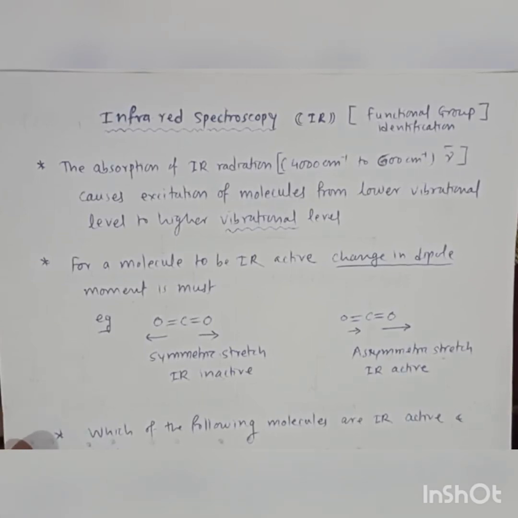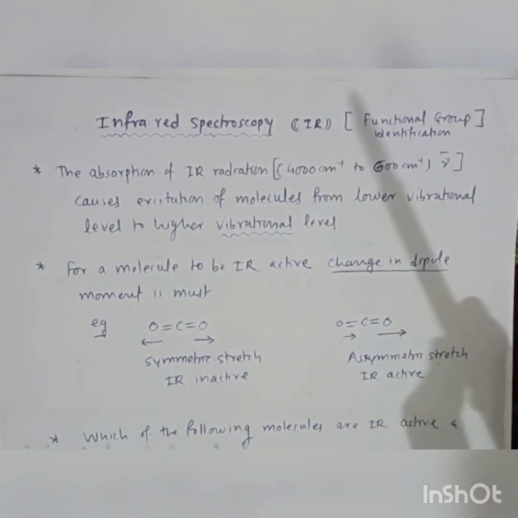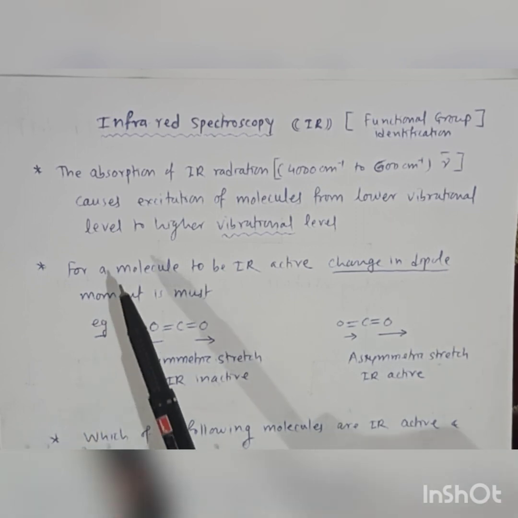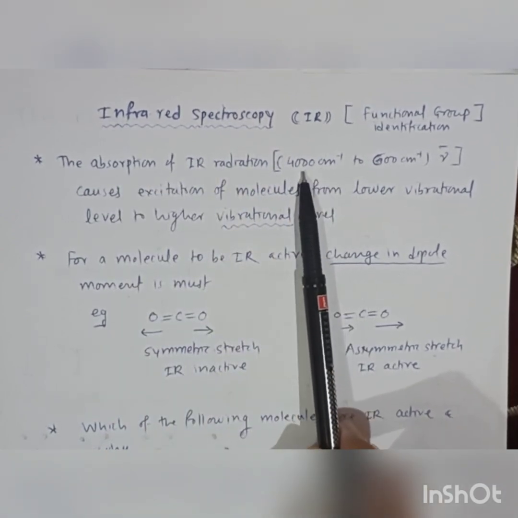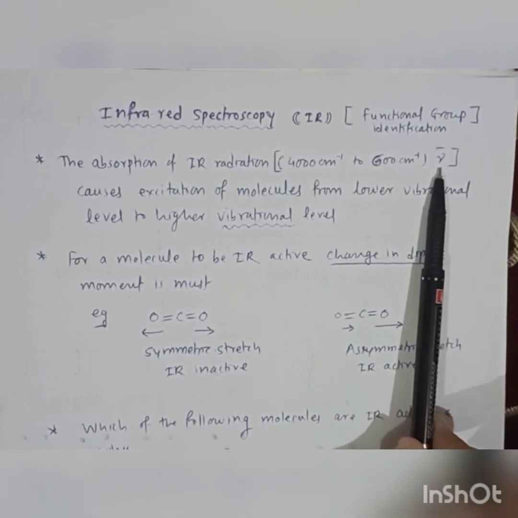Dear students, today we will discuss infrared spectroscopy, that is IR spectroscopy. Infrared spectroscopy is useful for detection of functional groups. Now, how to identify a functional group, we will discuss step by step. The absorption region of IR is from 4000 cm⁻¹ to 600 cm⁻¹. This is the ν̄ (nu bar) value. It is called the wave number.